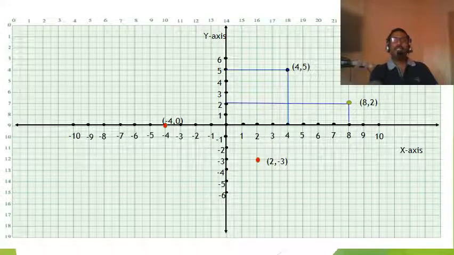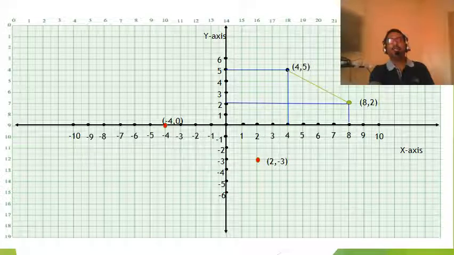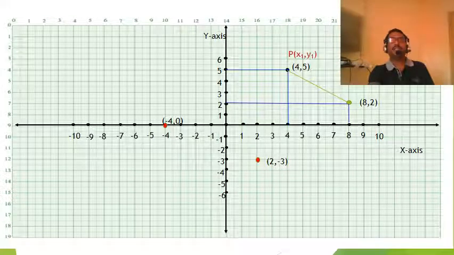Now the question arises, how can we determine the distance between 2 points? For this we take first 2 points. We have to determine the distance between these 2 points. So we represent the first point as P(x1, y1). Let us take its general form. What is x1 and what is y1? x1 is the distance of this point from the y-axis, and y1 is the distance of this point from the x-axis.